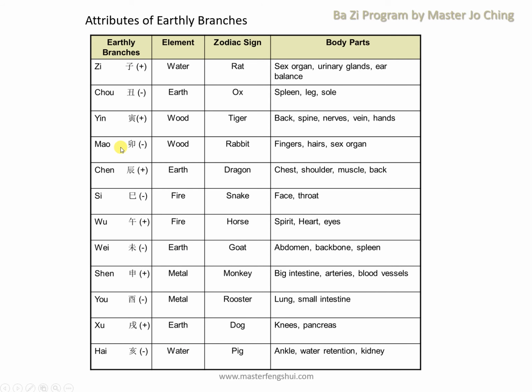I also want to show you the attributes of the earthly branches. I summarized them in this table for you, hoping to help you remember things more easily. Also the associated body parts, which we will usually discuss at the more advanced level, BaZi for health.